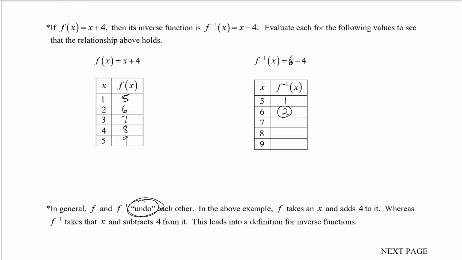So you begin with an x, it outputs a y, or f of x, or whatever the name of your function is. You take that y, use it as the input for the inverse, and it's going to output the x you started with. So if we were to do this all the way through, the output is 7, plug 7 into the inverse, I get 3, which is what I started with. Output is 8, plug it in, I get 4. Output is 9, plug it into the inverse, I get 5.